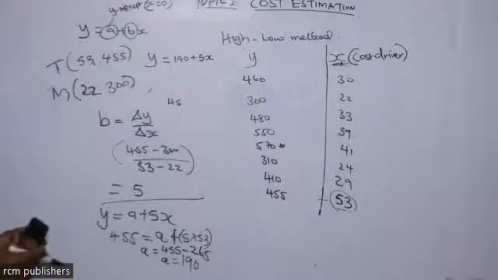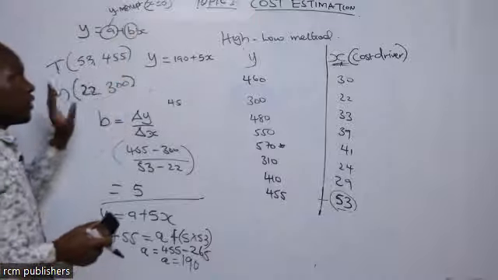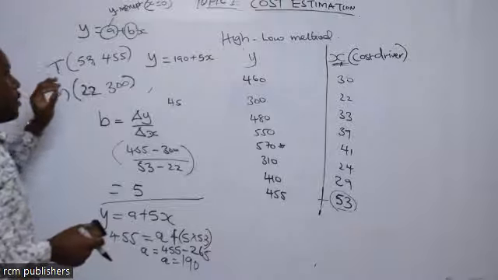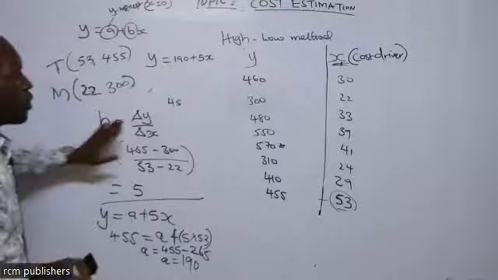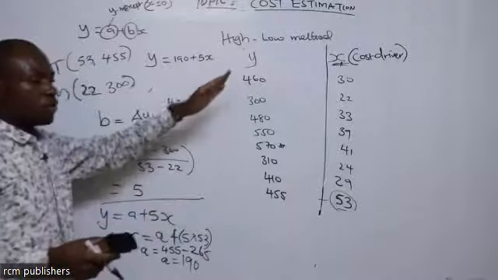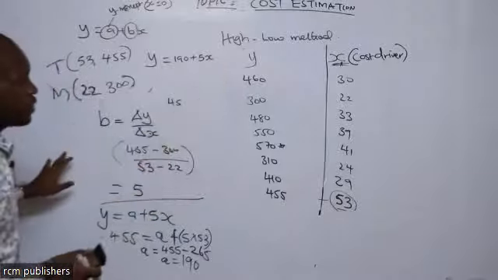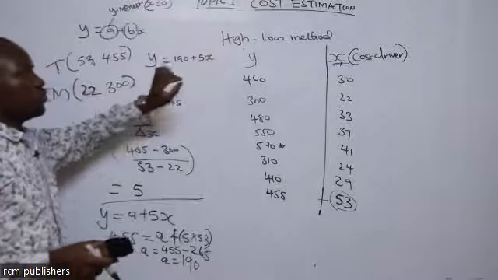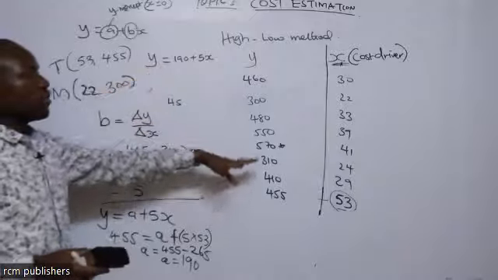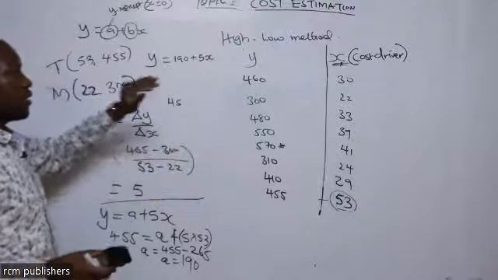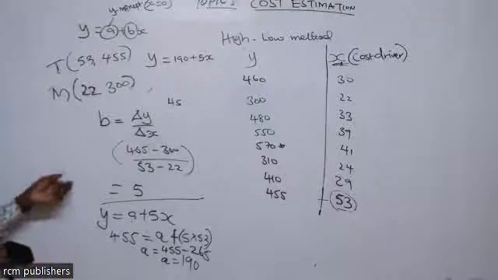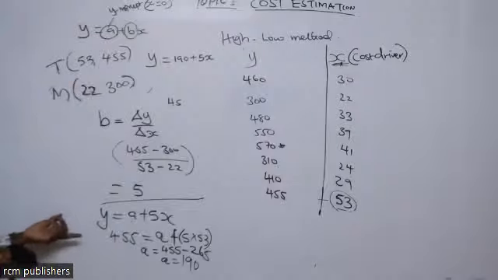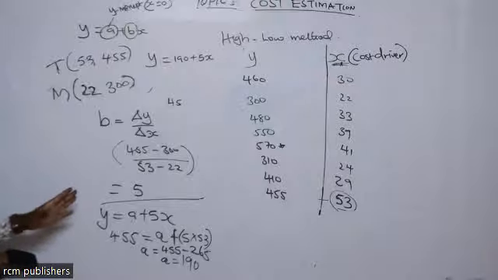So you've seen the only difference between the high-low method and the scattered graph. For the scattered graph, you're going to plot everything. We look for the line of best fit. For the high-low method, we don't need to go through that procedure. We simply pick the two pairs and then proceed to calculate, as we have just done here.